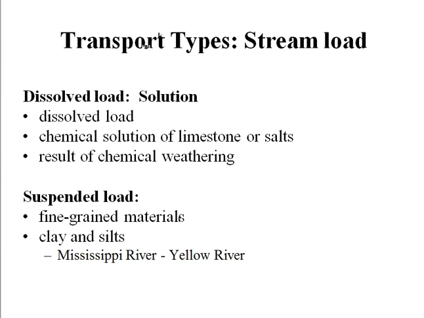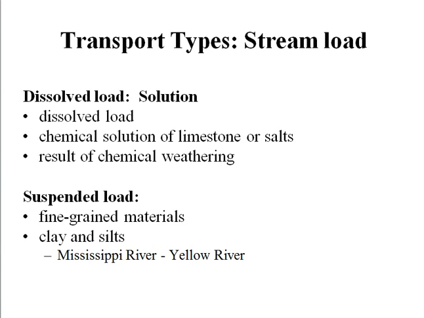The streams then transport their material in several ways. One is in solution, or a dissolved load, and these are chemicals, limestone, salts, materials that actually are dissolved into the stream column. If the water slows down or speeds up, it's not going to have an impact on how much dissolved load is in that water column.